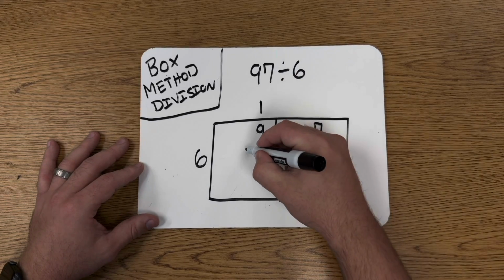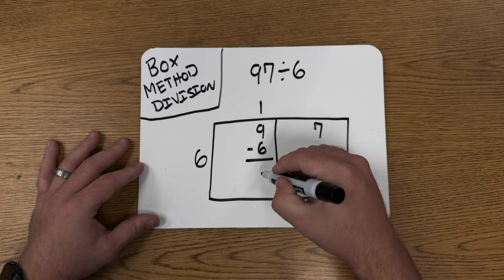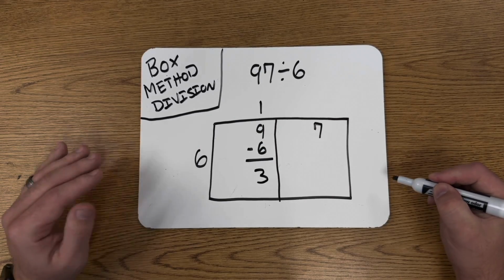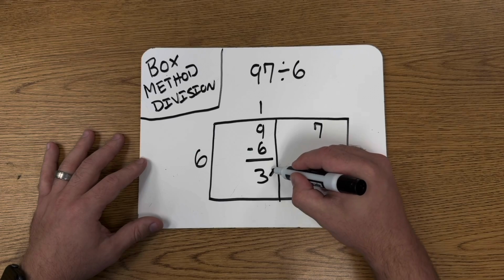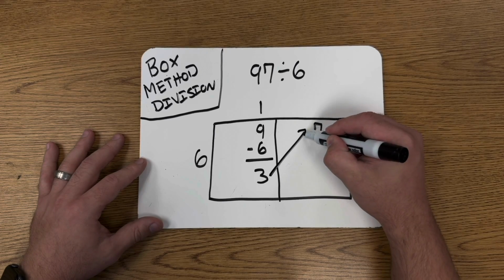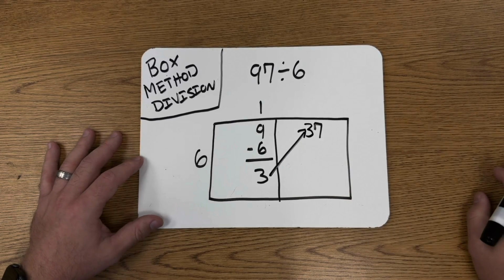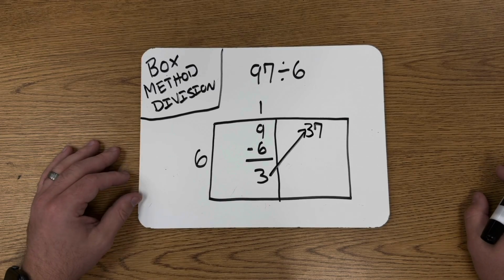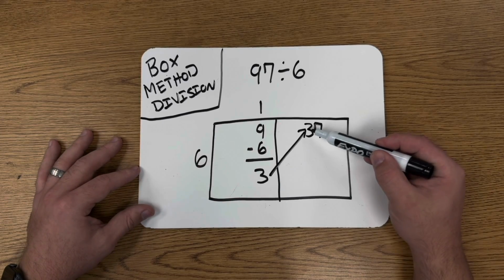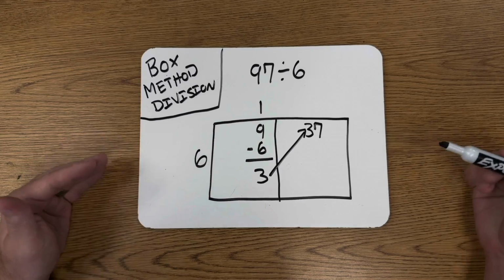I'm then going to subtract these two. 9 minus 6 is 3. And then I'm going to take this 3 and bring it up to my next number and put it up into the top by my 7 to make that 37. Then I'm going to do the same thing again.